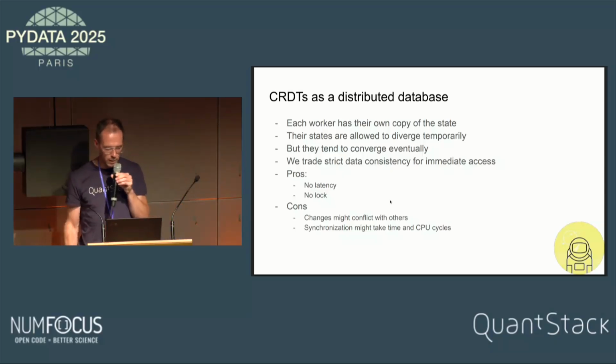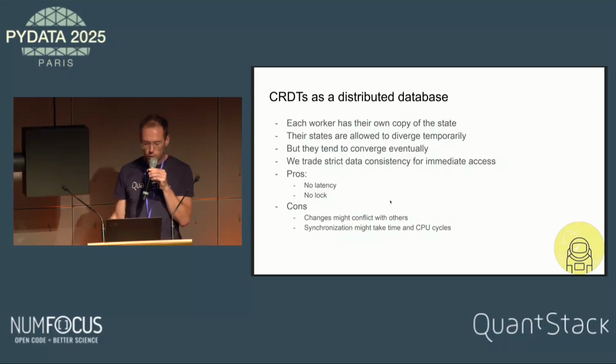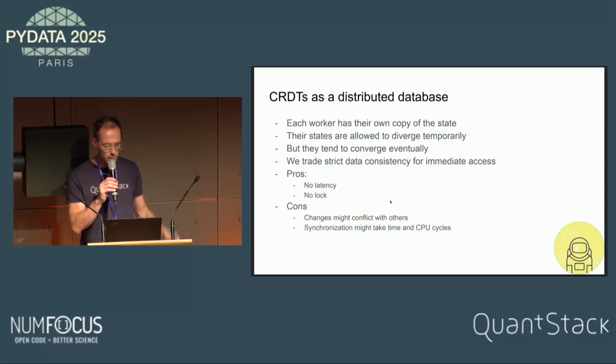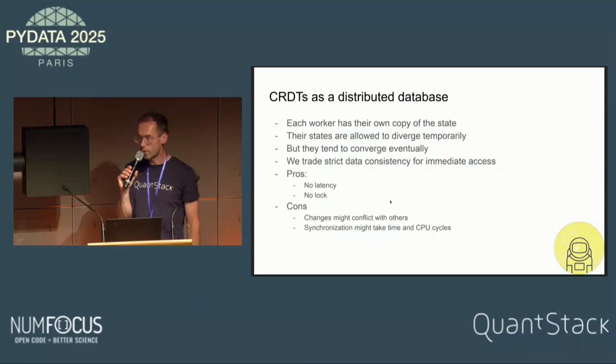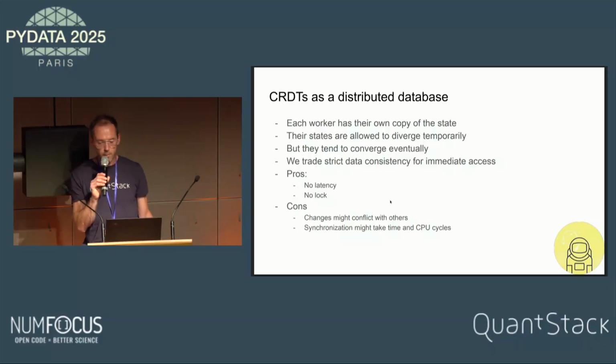So the pros is no latency at all, no lock to deal with. And the cons is that changes might conflict with other peers because they can do things at the same time. And synchronization might take time and CPU cycles.